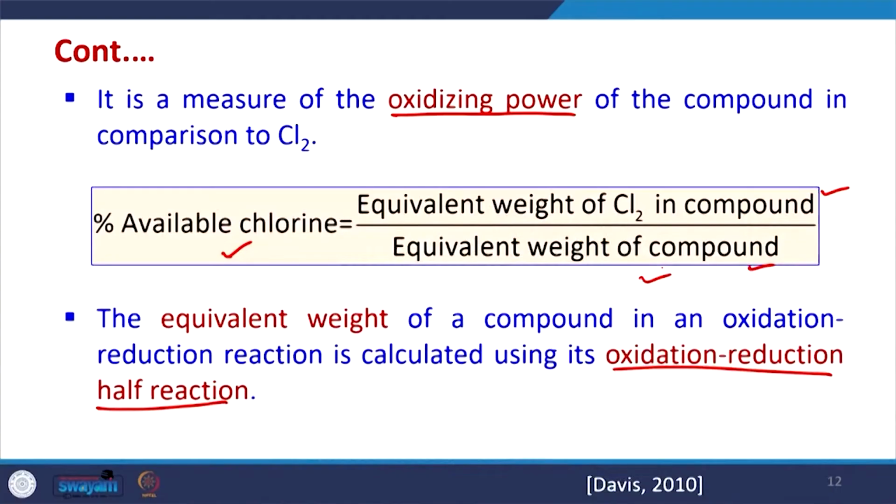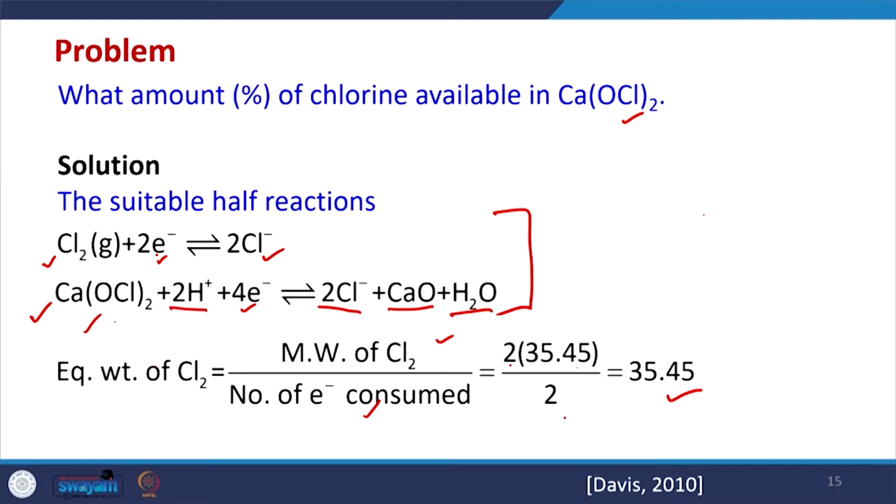We are comparing the oxidizing power of different compounds with respect to Cl2 only, using this equation which was given earlier. For doing this we use the Cl2 half reaction plus the reaction with respect to that particular compound which is given here. So, this gives a good idea for comparing different types of chlorinated species and their oxidizing power.